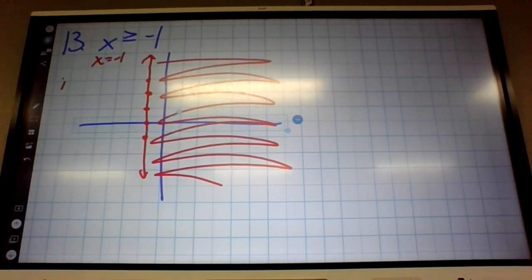Okay, we're kind of done with the graph paper after this, so I'm going to go back to some.